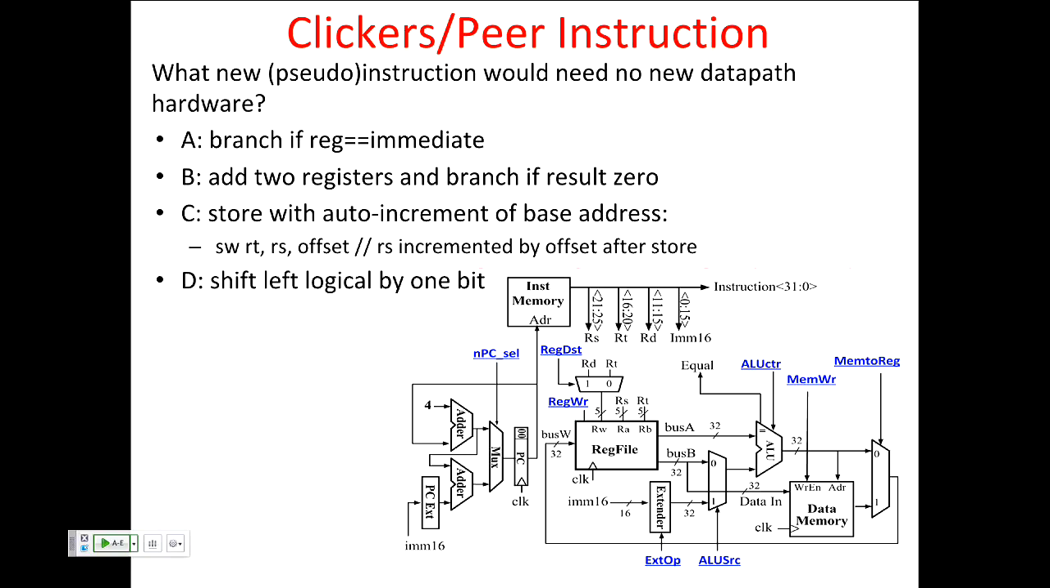Basically, this question's asking you which one of these instructions, right? We're giving you 4 different possible instructions. Of these 4, which one would not need any new Datapath hardware? So think about that. Don't talk to your neighbors yet. I'll give you a chance to do that in just a bit. So vote in. Plug in what you think the answer is, and then I'll give you a chance to talk to your neighbors to figure out the answer.